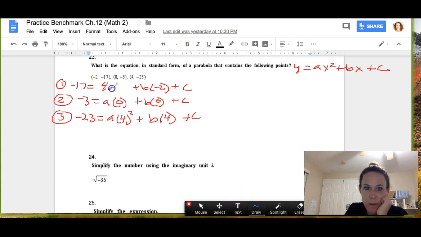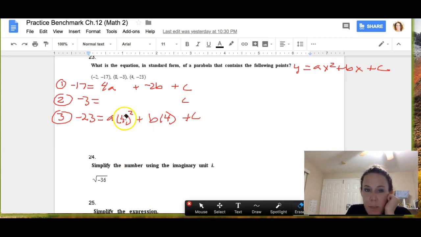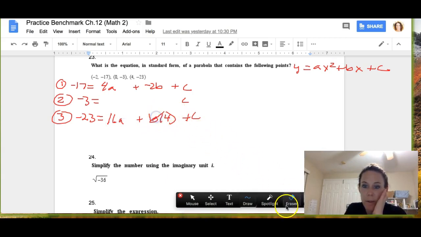4a, and this is negative 2b. I'm going to rewrite that so I don't run out of room, negative 2b. And then this, negative 3, a times 0 plus b times 0 plus c, just becomes negative 3 equals c. And then this part, 4 squared is 16, so I'm going to write this as 16a. And then instead of b4, I'm going to write 4b. All right, so here are my 3 equations and 3 variables.